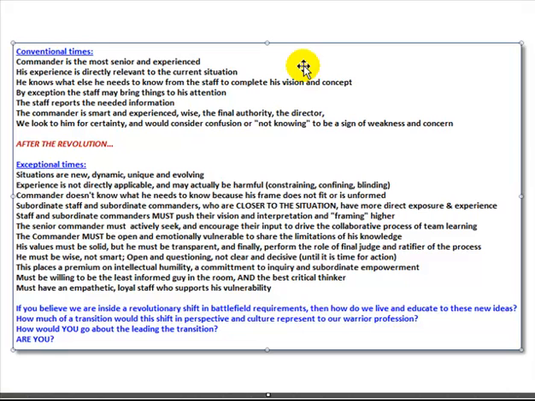And so now the question for educators is, if you believe we're inside a revolutionary shift in battlefield requirements, how do we live and educate to these new ideas? How much of a transition would this shift in perspective and culture represent to our warrior profession? And how would you go about leading the transition? Are you doing it now? Are you prepared to do it now? And if not, when will you?